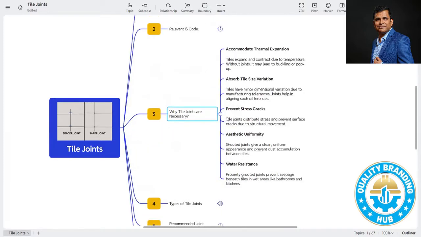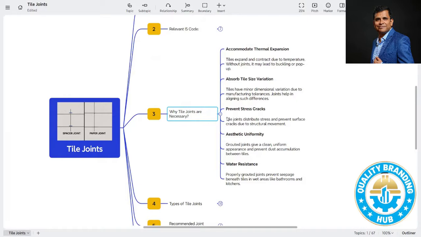First is to accommodate thermal expansion. Whatever tiles or materials you're using in construction, all of them have thermal expansion properties. So during the hot or during the cold, either they will expand or they will contract. When this thermal expansion or contraction is happening, stress is generated, and due to this stress, it becomes intolerable, and there can be breaks in the tiles, or tiles can be damaged. So tiles expand and contract due to temperature, and without joints it may lead to buckling or popping. So if joints are not provided, the tiles will pop up or break.